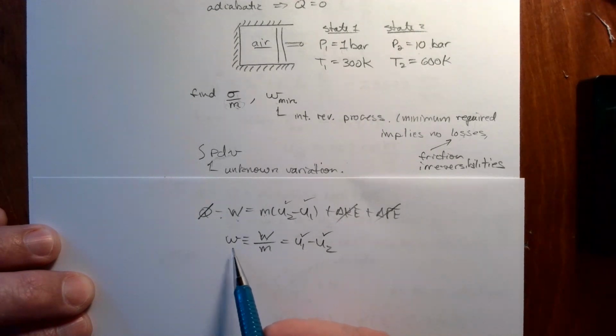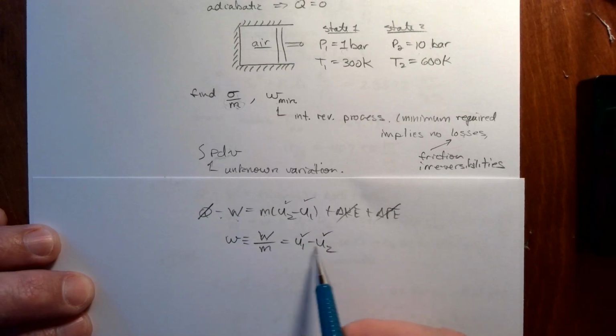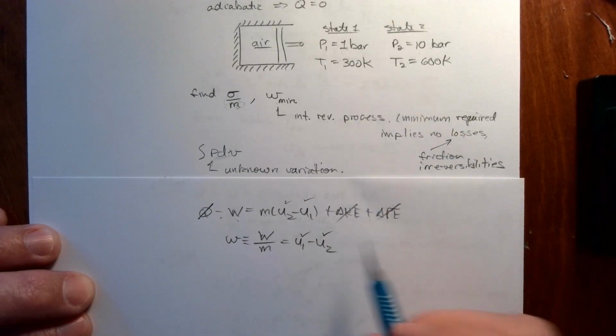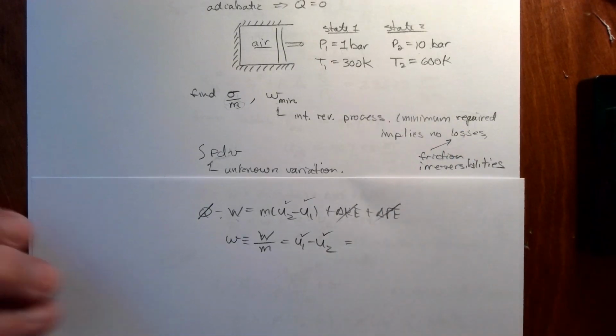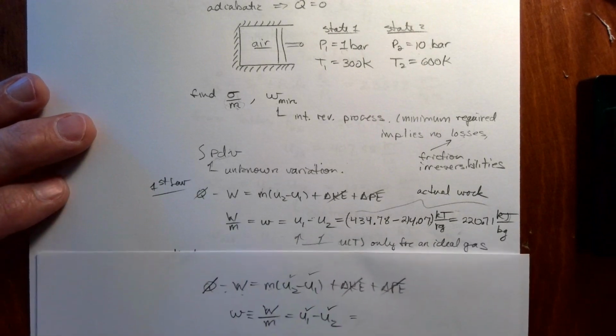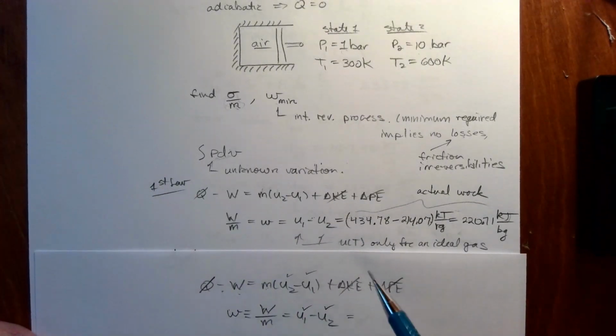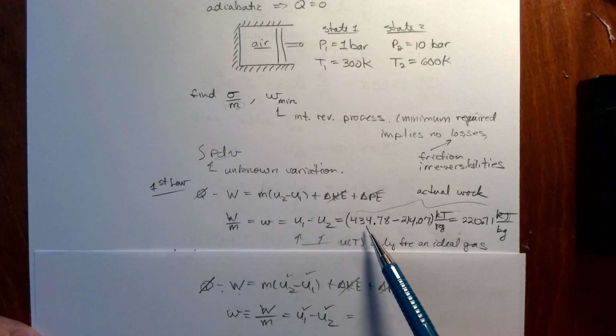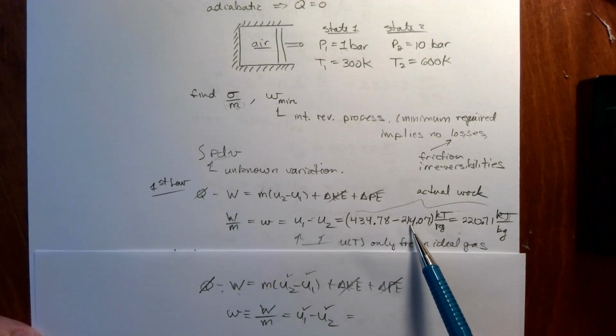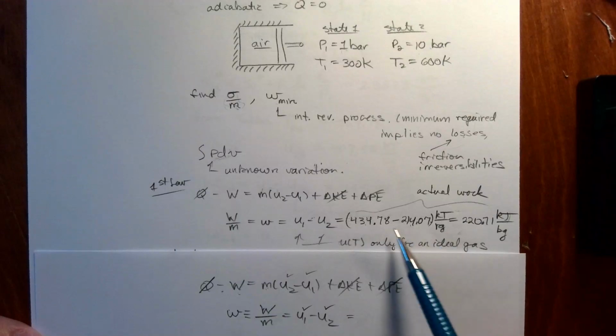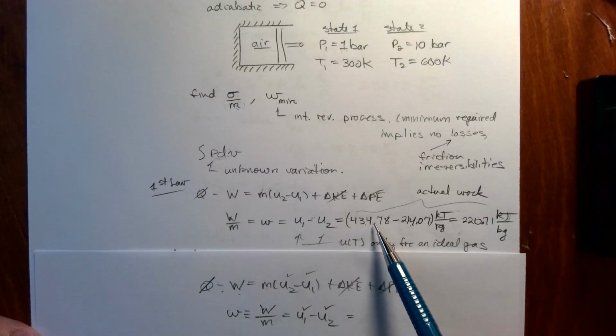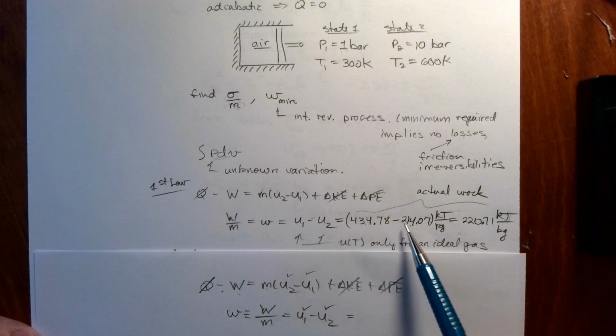But this will be the actual work for the process, not the minimal work for the process. So this is the actual work that was input to get us from state 1 to state 2. So we can substitute in numbers for that. I see I have that right here. Substitute numbers for that. This is U1, that's U2. So our work, actually, is that right? U1, that's U2, and that's U1.